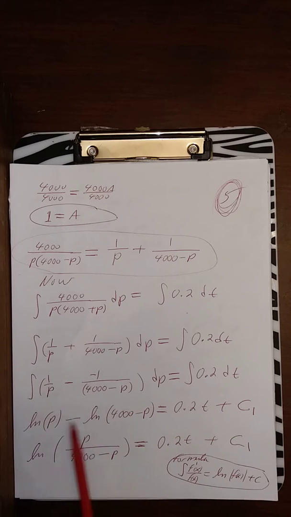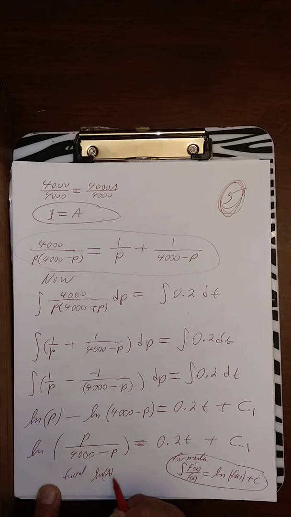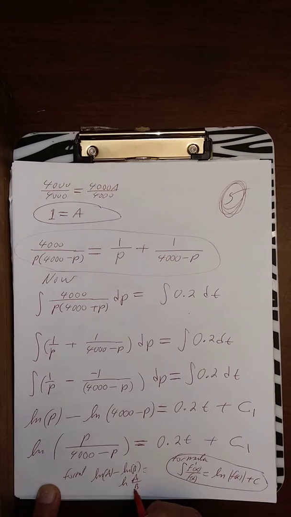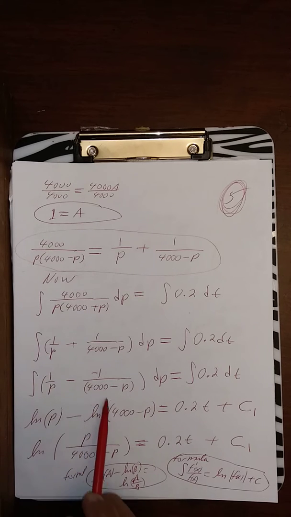Now, we have log minus log. Is there a formula for that? Yes. The formula is ln a minus ln b is equal to ln of a over b. That's how I got from here to here.